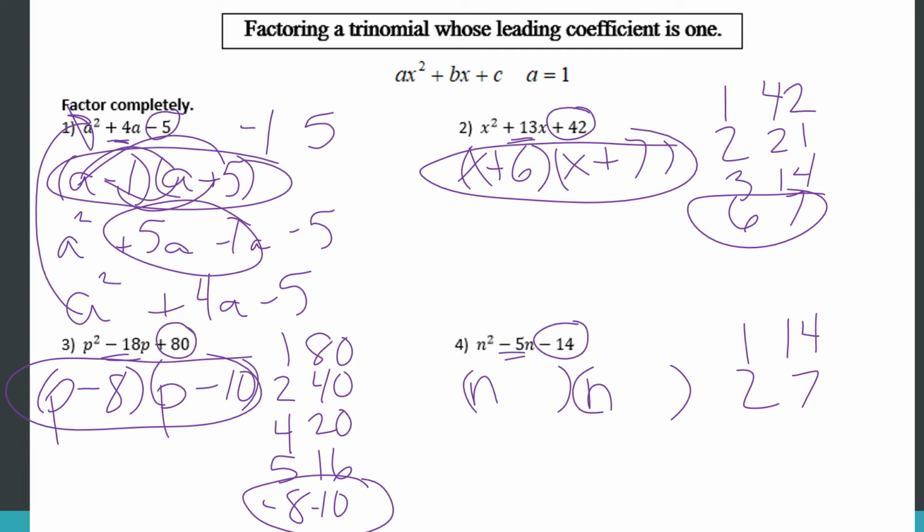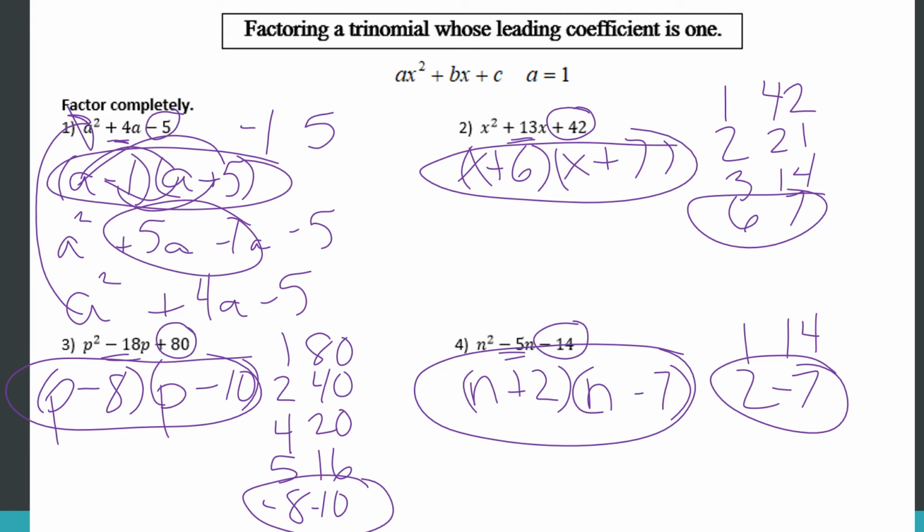So I have to subtract, which means one of them is negative, and I need a larger negative in the middle, so that is negative 7. So plus 2 and minus 7. Again, 2 times negative 7 is negative 14, and 2 plus negative 7 is negative 5. So if you were to distribute that back out, you would get the original problem. So that is the final answer.